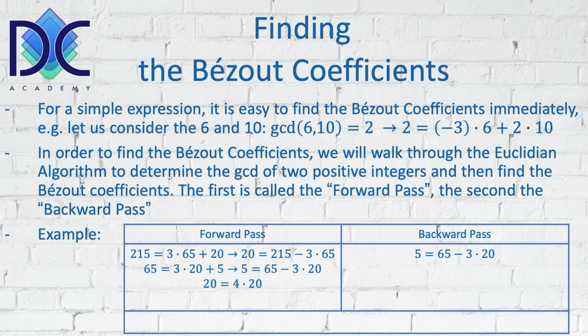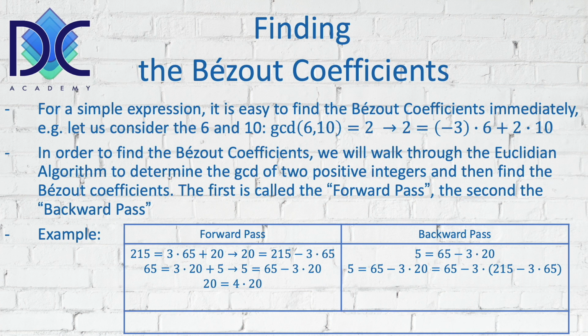Now, the backward pass, we use the expression 5 is equal to 65 minus 3 times 20. And now we transform in here the previous expression. So we can put 65 in here, and we see that 5 is 65 minus 3 times 20. And those 3 times 20 can be replaced by 215 minus 3 times 65, because we have that on the first line. The 20 is 215 minus 3 times 65.